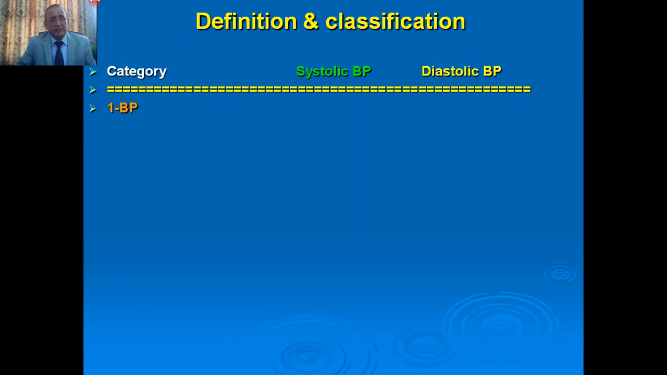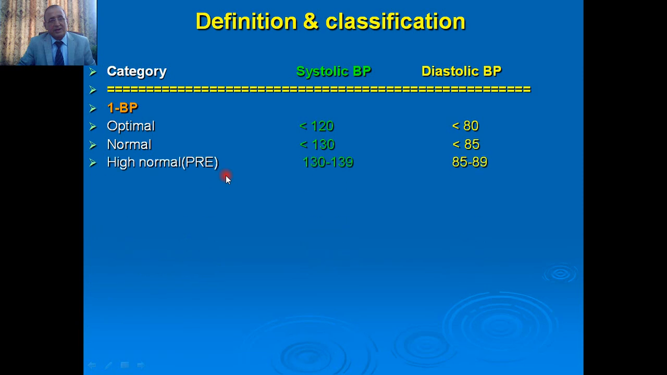So the classification of hypertension is in three groups. We have a category, and we have systolic and diastolic blood pressure. The optimal blood pressure is less than 120 over 80. It's very difficult, actually. And you have a normal blood pressure, less than 130 over 85. And you have a high normal, 130 to 139 over 85 to 89, previously called pre-hypertension.